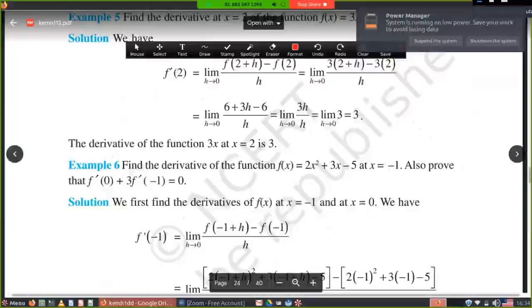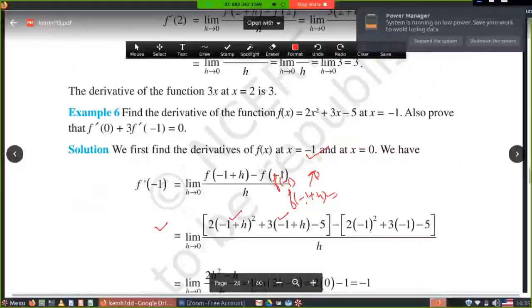Find the derivative of the function. This function is 2x square plus 3x minus 5 at x is equal to minus 1. Now, the a is replaced by minus 1. F of minus 1 plus h, f of minus 1. Now, fx is given to you. If you want f of minus 1 or f of minus 1 plus h, what you will do? Put minus 1 at the place of x or minus 1 plus h at the place of x.